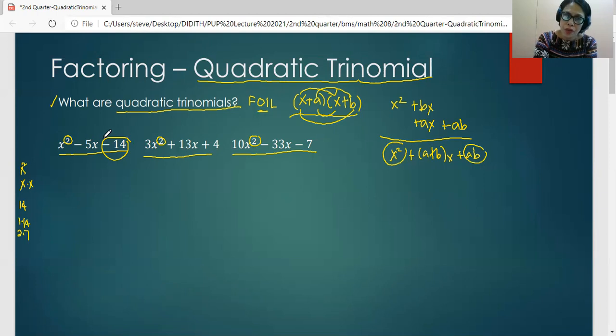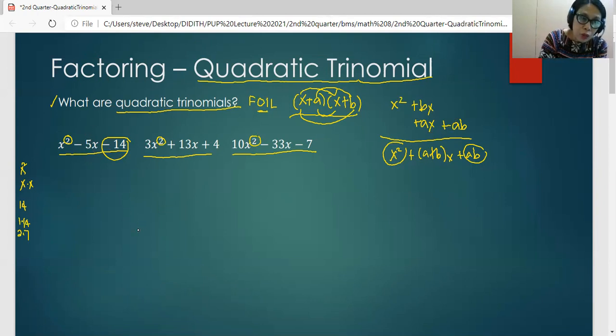And we have to consider also the middle term. Going back here, this middle term, as I've mentioned, is the result after we have combined the product of the O and I. So we combined bx and ax, so we resulted to quantity a plus b, x. So this is what we're going to consider also here.